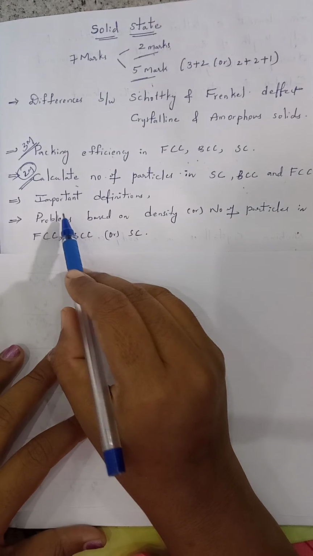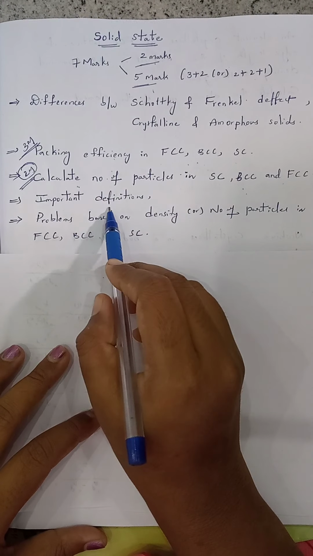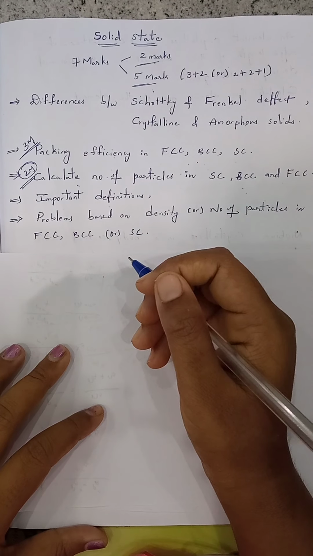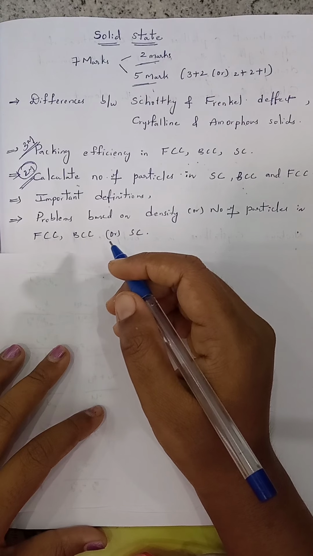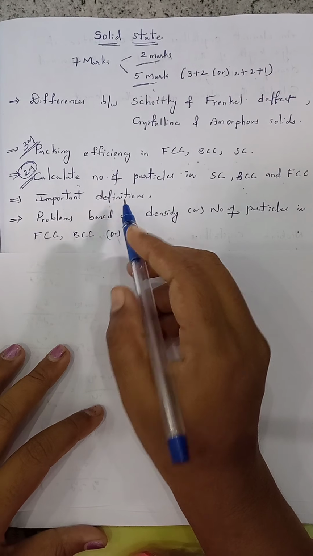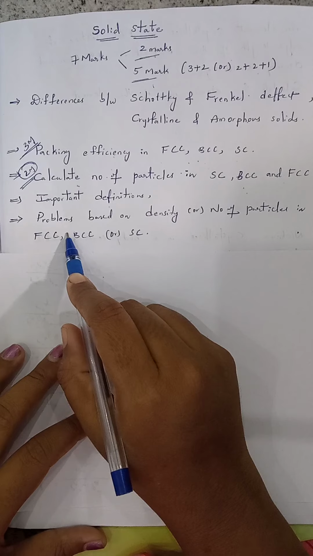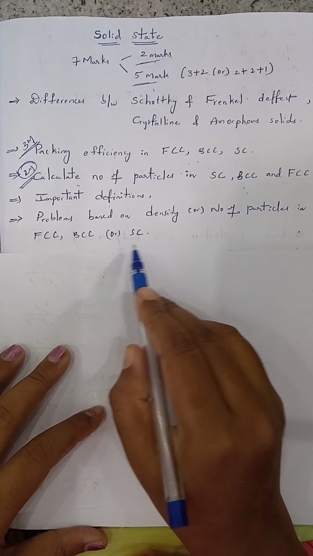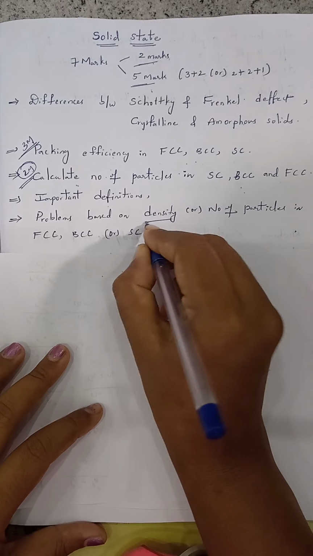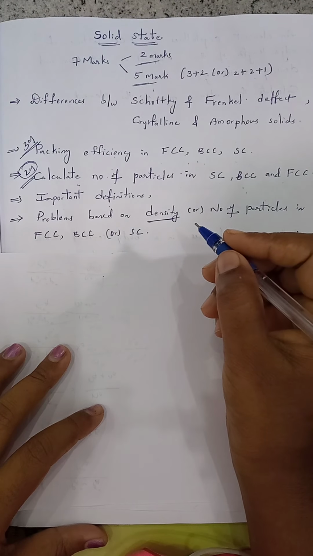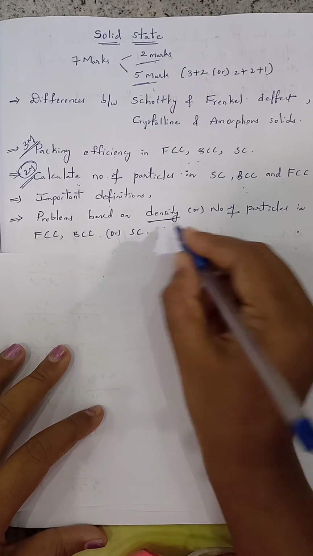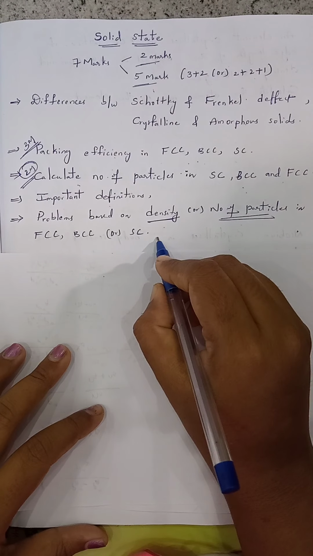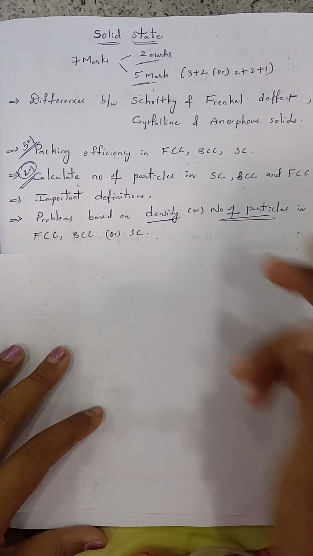Next, another important question is the important definitions present in this chapter, such as what is a unit cell, what is the coordination number, what is anisotropy. Definitions like that can be asked. And next, most important one: problems based on density or number of particles present in FCC, BCC and SC. Especially the numericals based on density or number of particles. From this you will compulsorily get one 2-mark or 3-mark question.